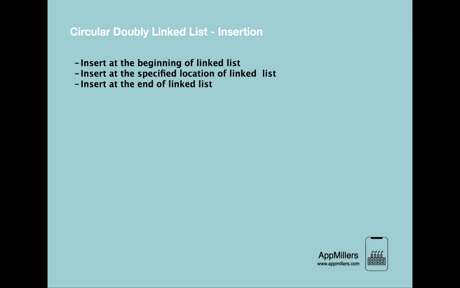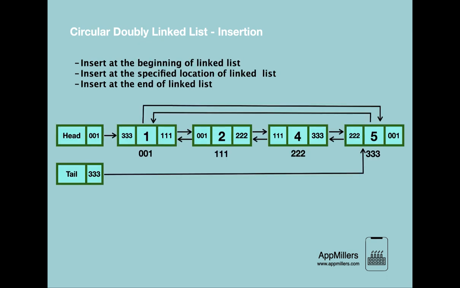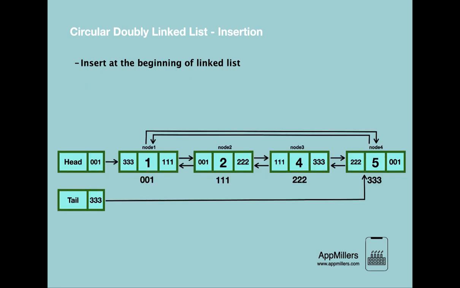So we can insert a new node at the beginning of the list, we can insert a new node at a specified location in the list, and finally we can insert a node at the end of a circular double linked list. Firstly, we will look at insertion of a new node at the beginning of a circular double linked list. It's basically similar to the double linked list, but here we perform some extra steps.